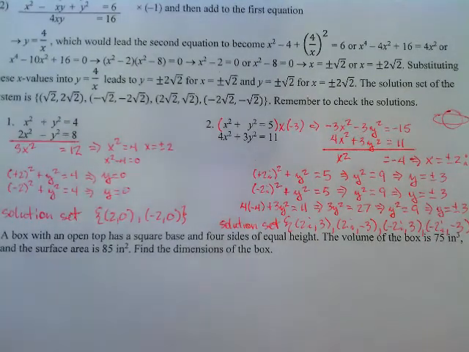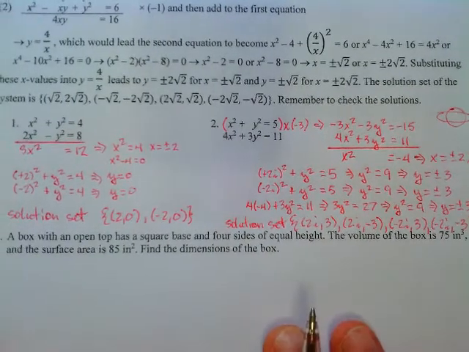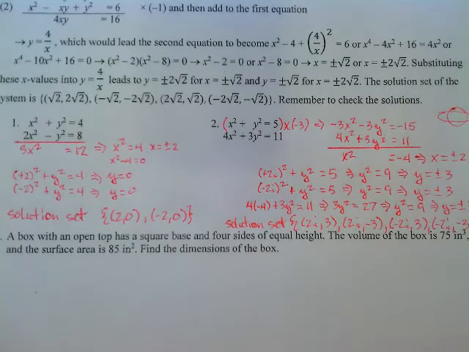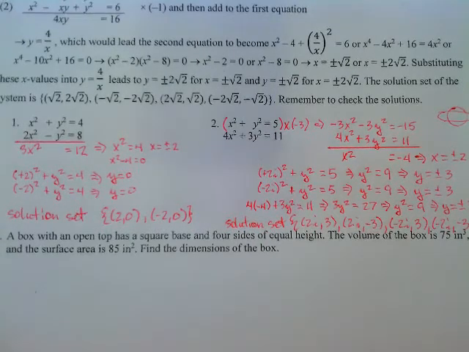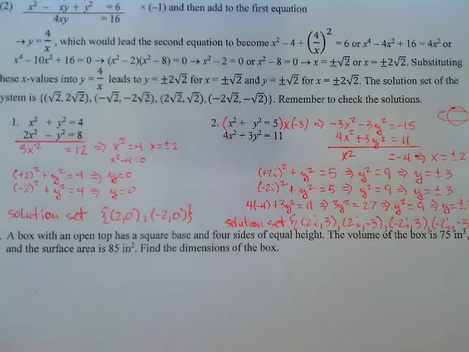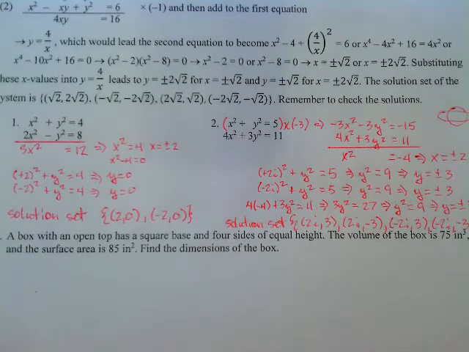Okay, we have a word problem here. A box with an open top has a square base and 4 sides of equal height. The volume of the box is 75 cubic inches, and the surface area is 85 square inches. Find the dimensions of the box. Okay, now, very often in problems like this involving geometry, you might need to look some things up because the problem in the book wouldn't necessarily tell you.